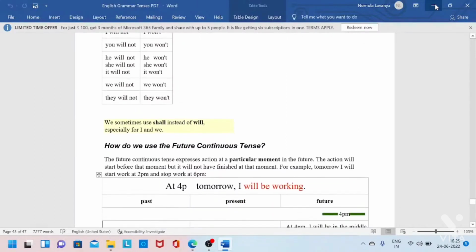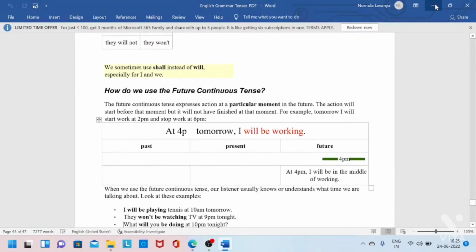Okay, so how do you use this future continuous tense? The future continuous tense expresses action at a particular moment in the future. The action will start before that moment, but it will not have finished at that moment. For example, tomorrow I will start work at 2 p.m. and stop work at 6 p.m. Okay, at 4 p.m. tomorrow I will be working. So this is future, and the action is not completed yet. At 4 p.m. I will be in the middle of the work. So that is the future.